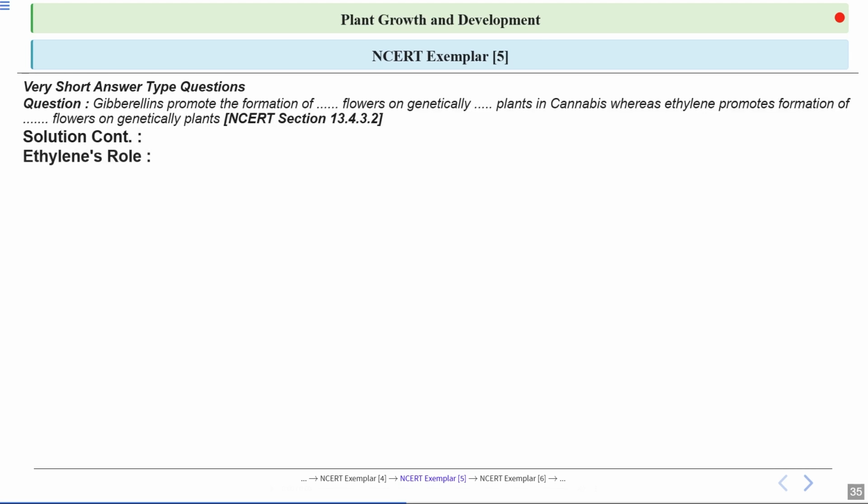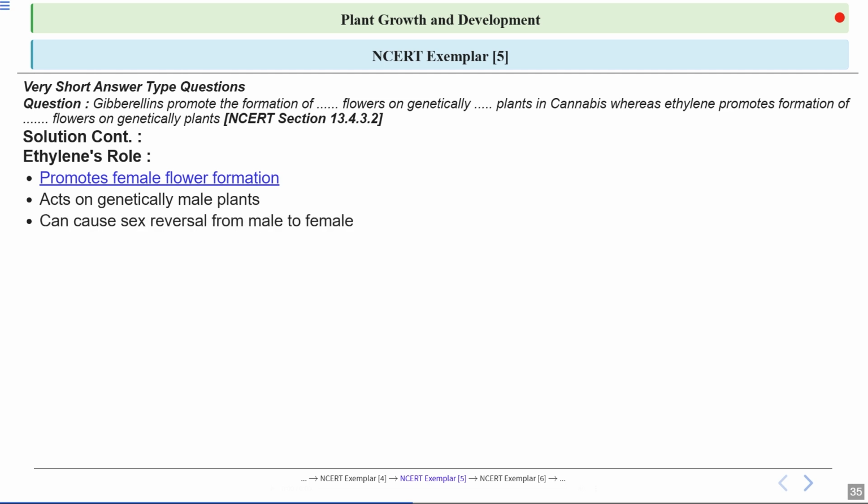And what is the role of ethylene? It promotes female flower formation, right? So ethylene promotes formation of female flowers. The fill-up will be female flowers on genetically male plants. It acts on genetically male plants because it is also doing the reversal. It can cause sex reversal from male to female. So gibberellin is causing reversal from female to male in cannabis, whereas ethylene causes reversal from male to female.